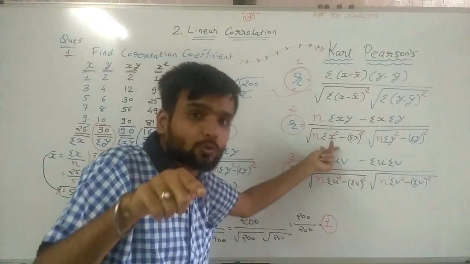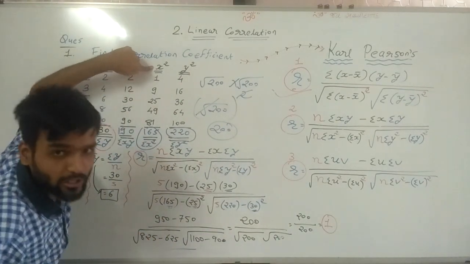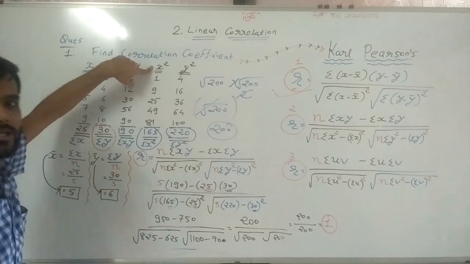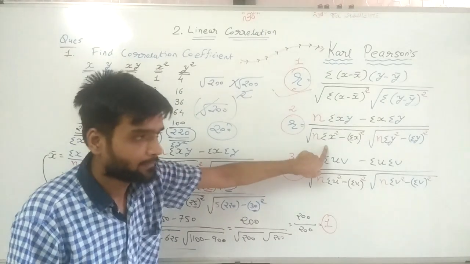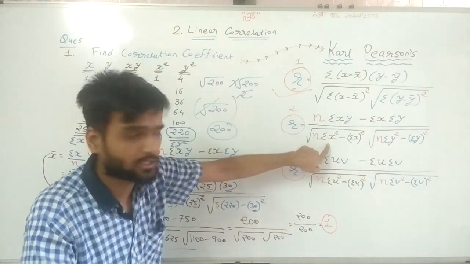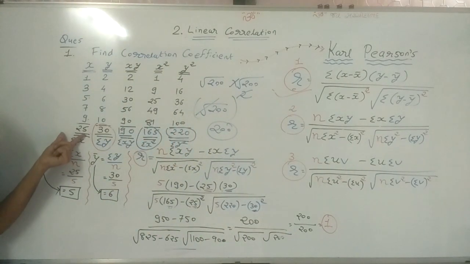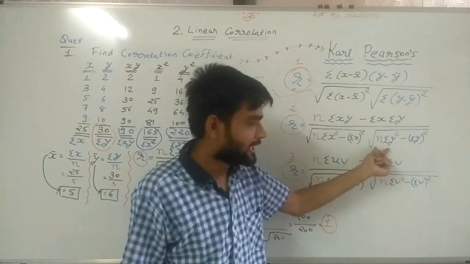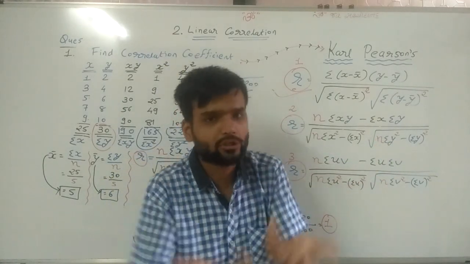Here sigma x square is given. It means what? This is the x square column and the total of x square is called sigma x square. So sigma x square is 165. So here 165, sigma x square, minus sigma x whole square, means sigma x 25 whole square. Now for the next root. In the next root again what do we need? N is equal to 5, that you all know.